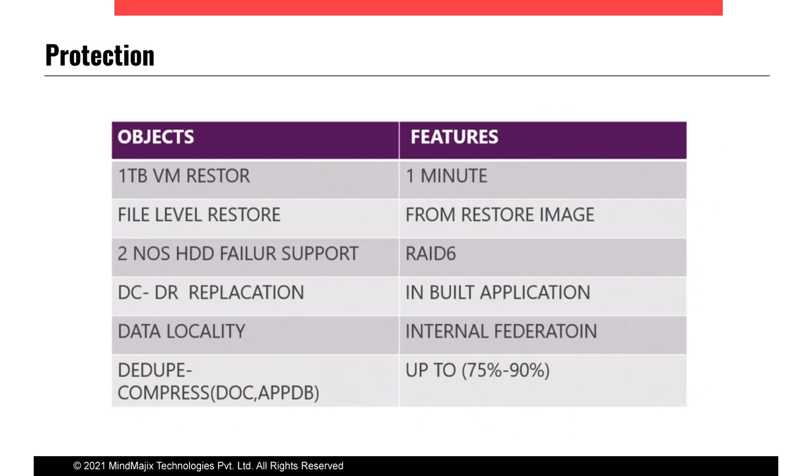If you talk about a SQL DB or Oracle DB, they can be compressed, but for images and videos you cannot get 70 to 90%; you get less. But for a DB there is a surety: it is 75 to 90%. We'll speak about dedupe compression in a very proper manner.